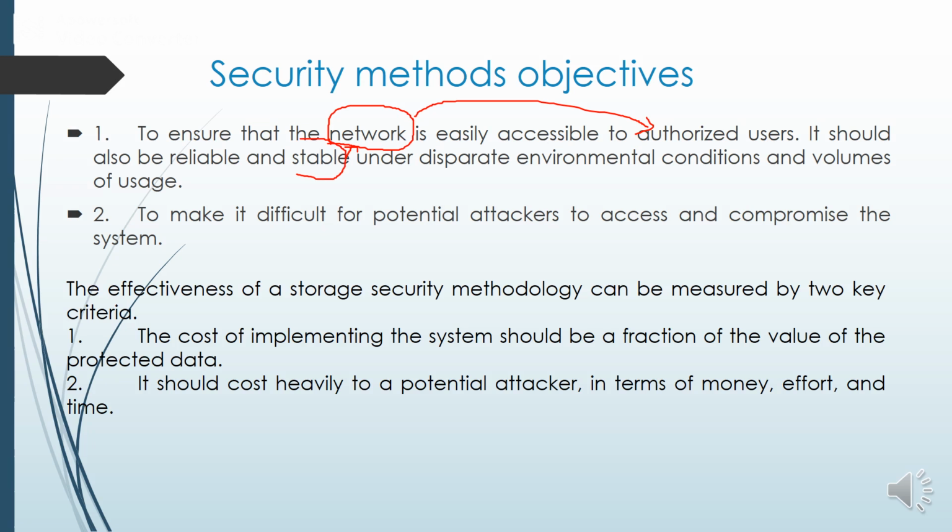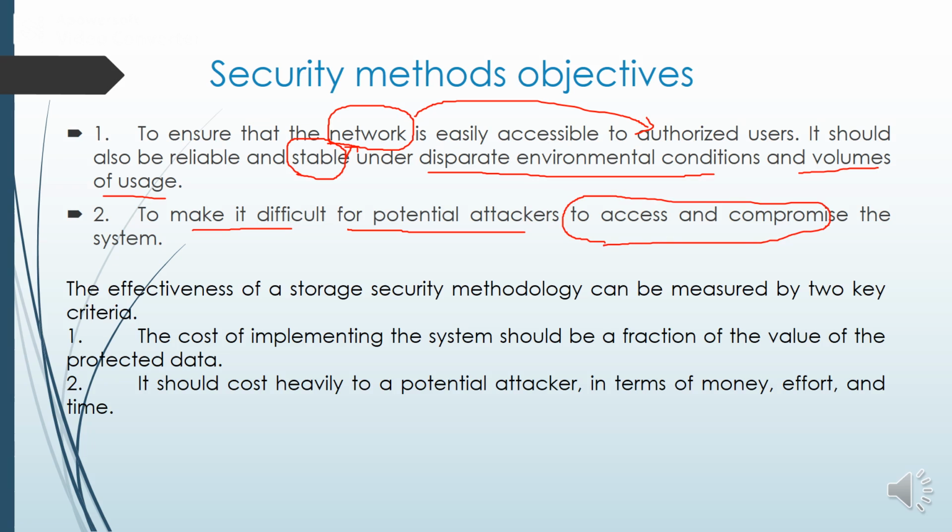So it should maintain its stability even if the environmental condition is disparate, as well as if you are having more usage. That means if more users are trying to access the data through the network. The second security objective is to make it difficult for potential attackers. So that means the attackers cannot easily access the data from the data center. So the second objective is to make it difficult for potential attackers to access as well as compromise the system. So these two are the major objectives with respect to security methods.